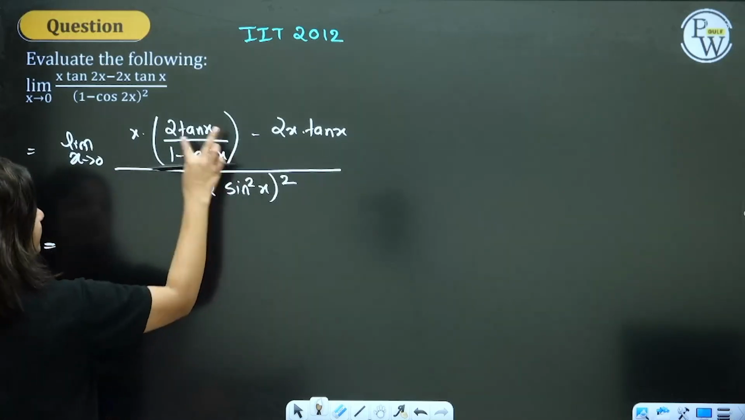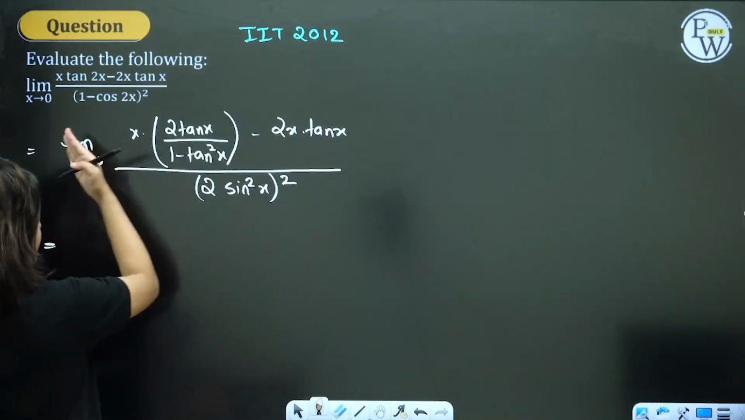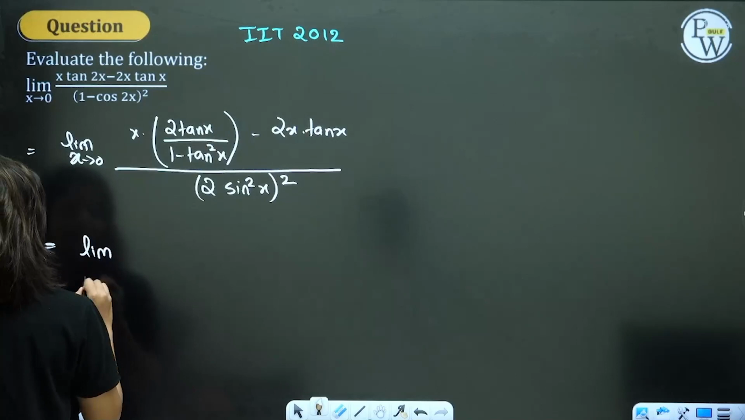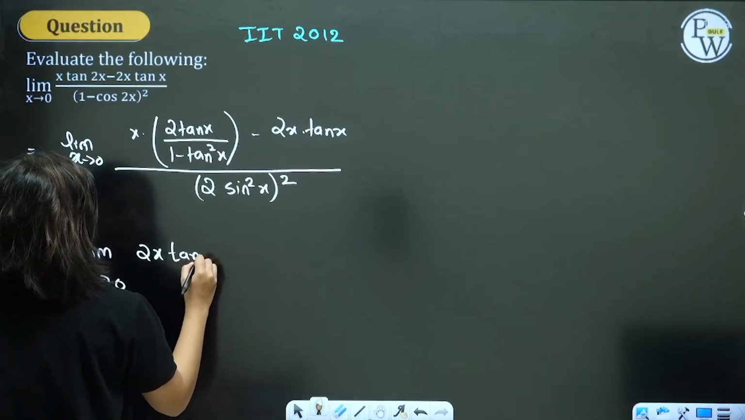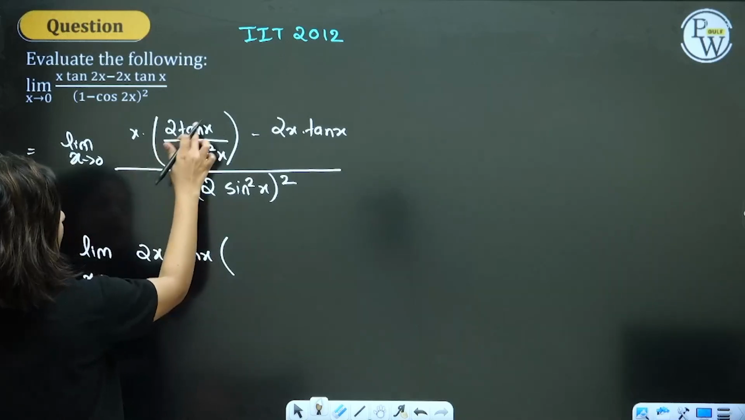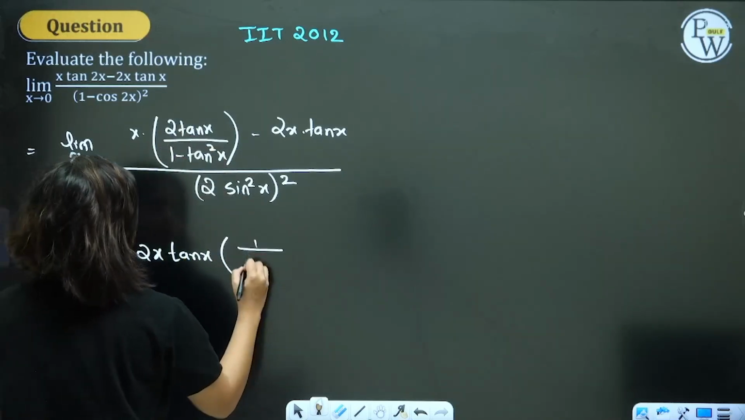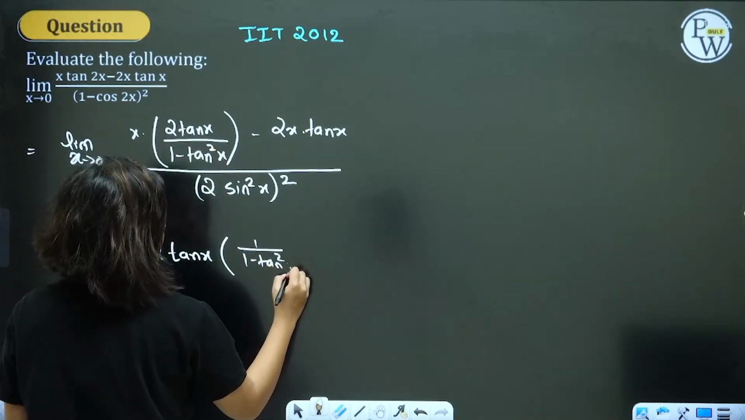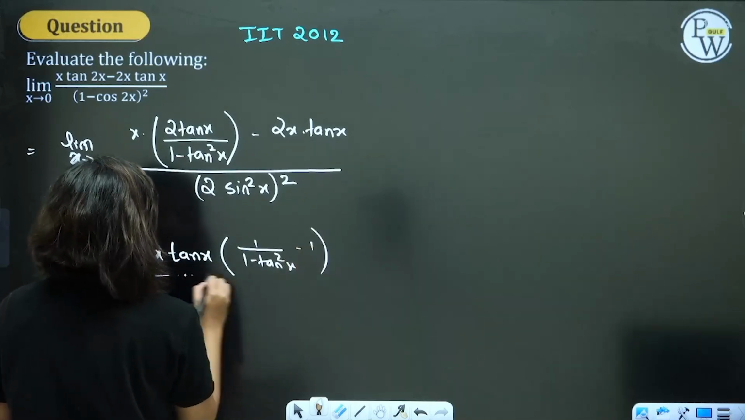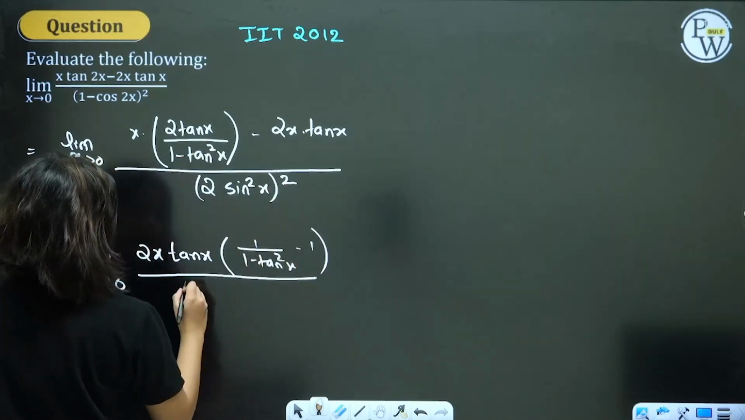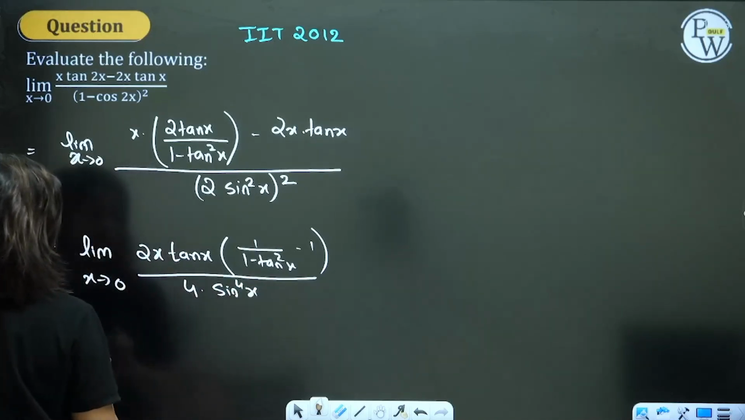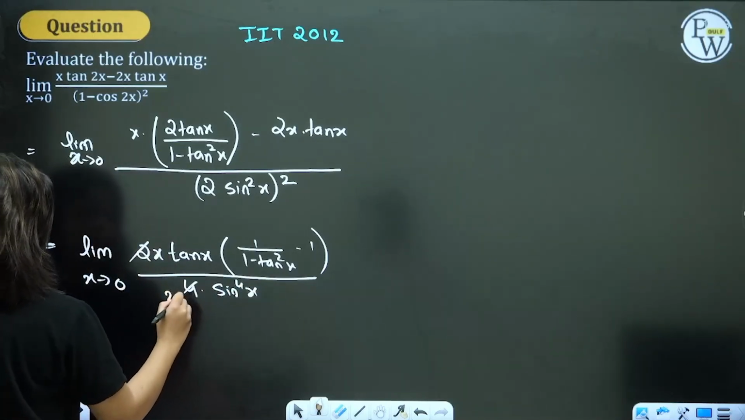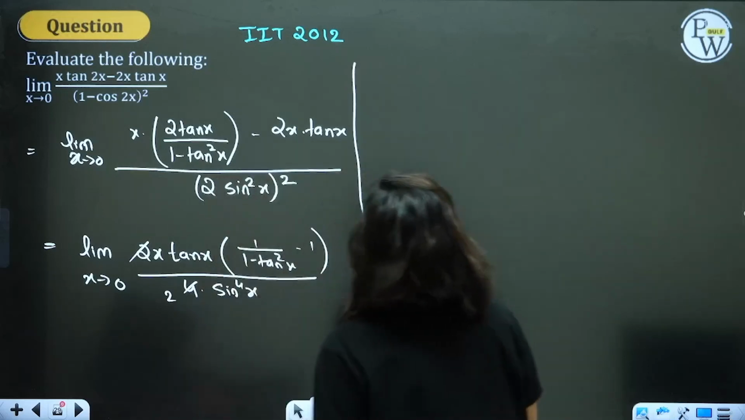Bacho, 2x tan x can be taken out as common from the numerator. That means in the bracket from the first term, it is 1 upon 1 minus tan square x. And from the second term, 1. Divided by 2 square, 4 is out, and this is sine raised to 4x. 2 ones are, 2 twos are, 1 by 2 is taken outside.